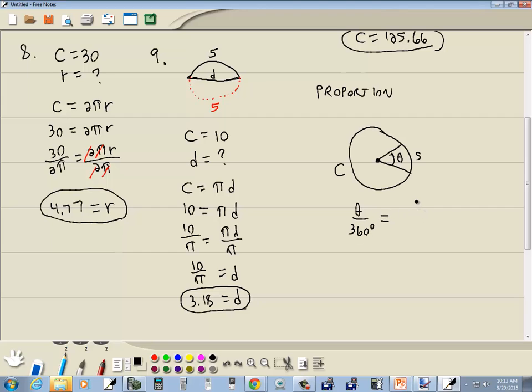And then I can set that equal to, proportion-wise. Now here we're talking about this distance is angle, so we're going to put the distance of this arc. So I'll put S up on top here, and then over 360 degrees all the way around, and circumference is all the way around. So we're going to put our circumference down here. So our proportion that we can use on these is theta over 360 degrees is equal to S over C.